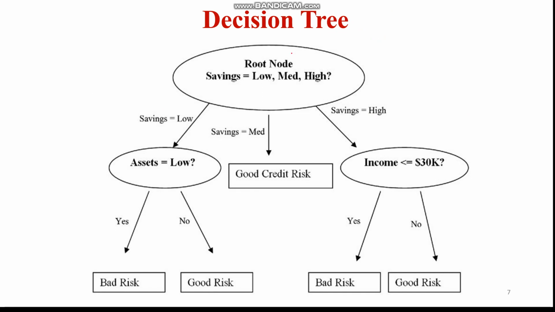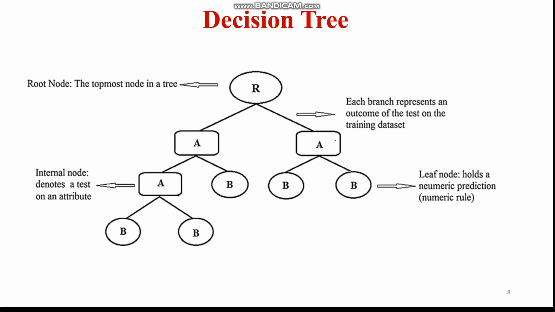So this is a simple decision tree for checking credit risk and such things. In this case we have the root node and these nodes are my decision points, which are also known as internal nodes, checking whether the savings are low, medium, or high. So there are three branches, low, medium and high, and based on that a decision is made, like whether there is a bad risk or good risk and all such things.